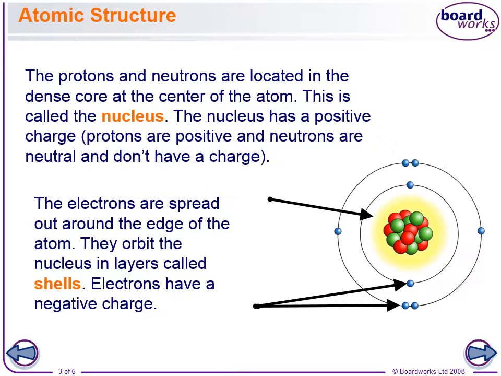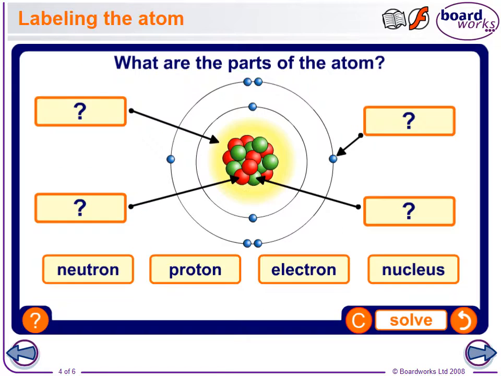The electrons are really tiny and they don't really weigh much at all. And they live on the outside of the atom in things called shells. Electrons have a negative charge. So the electrons circle or orbit the nucleus in shells or different layers.